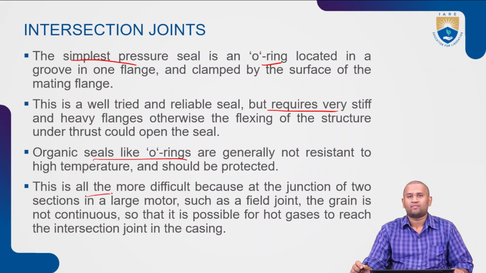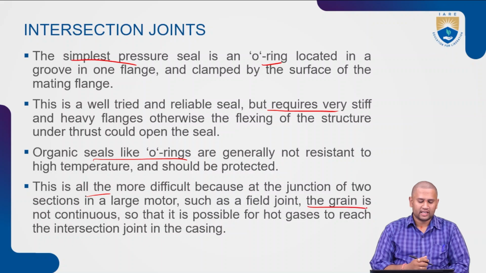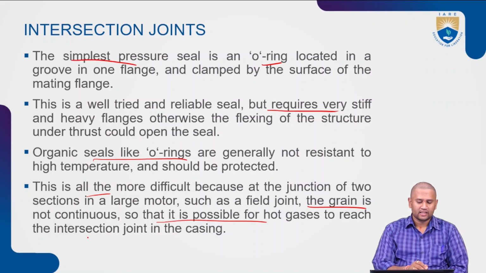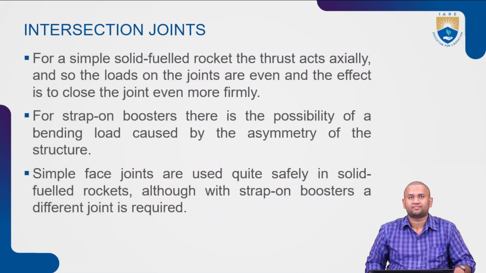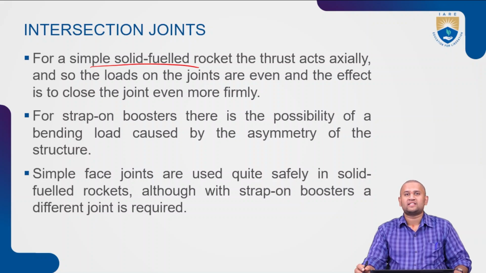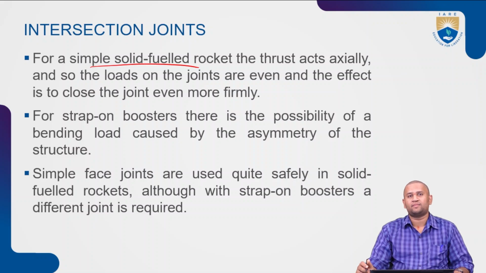This is all more difficult because at the junction of two sections in a large motor, such as a field joint, the grain is not continuous, so it is possible for hot gases to reach the intersection joint of the casing. And for a simple solid-fueled rocket, thrust acts axially, so the loads on the joints are even.